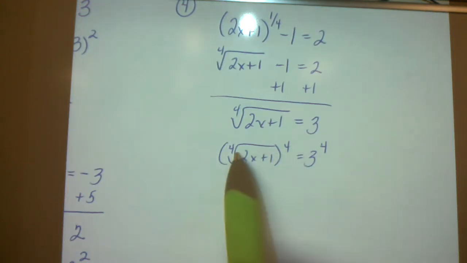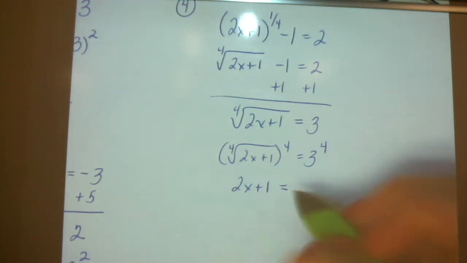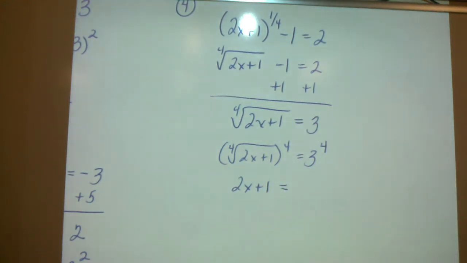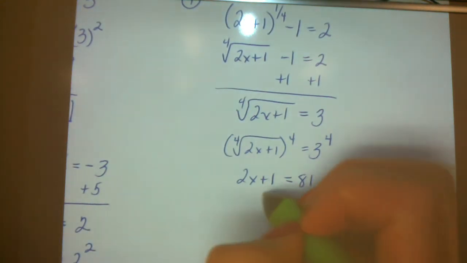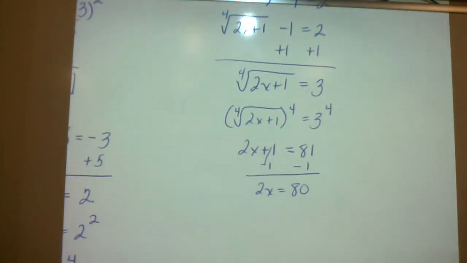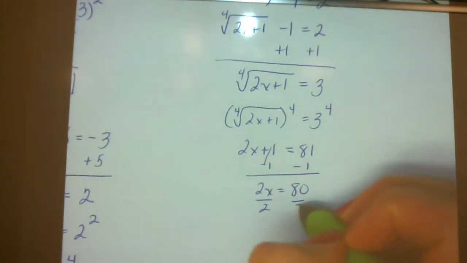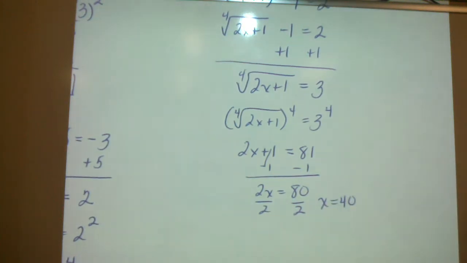So this power cancels out with this root. I'm left with 2x plus 1. It's not 3 times 4. It doesn't give us 12. It's 3 times 3 times 3 times 3, which gives us 81. Then I'm going to minus 1. I've got 2x is equal to 80. Divide both sides by 2. I'm getting x is equal to 40.